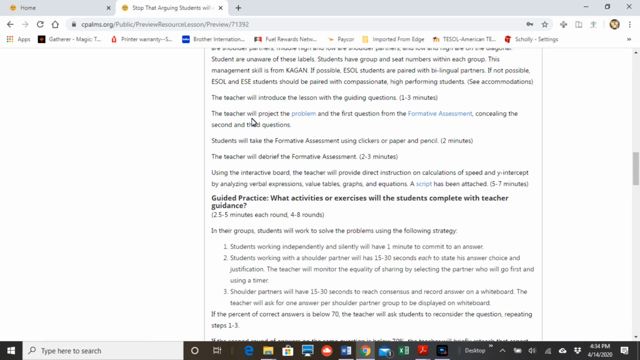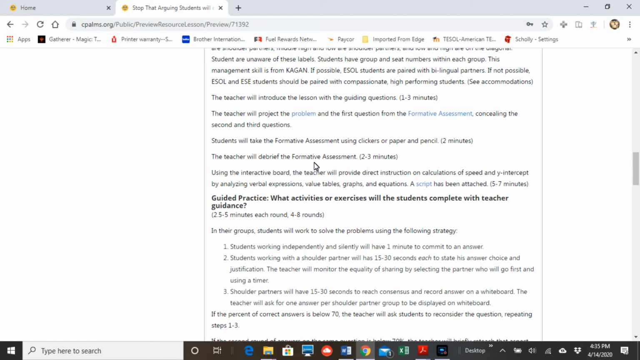Look, the teacher will project the problem in the first question from the formative assessment, concealing the second and third questions. As the parent, you now know if you're going to look at this lesson, you need to only show the first problem, the first question, and leave the second and third questions hidden. Okay? So you're going to have 2 minutes to answer, so you even have a time limit.